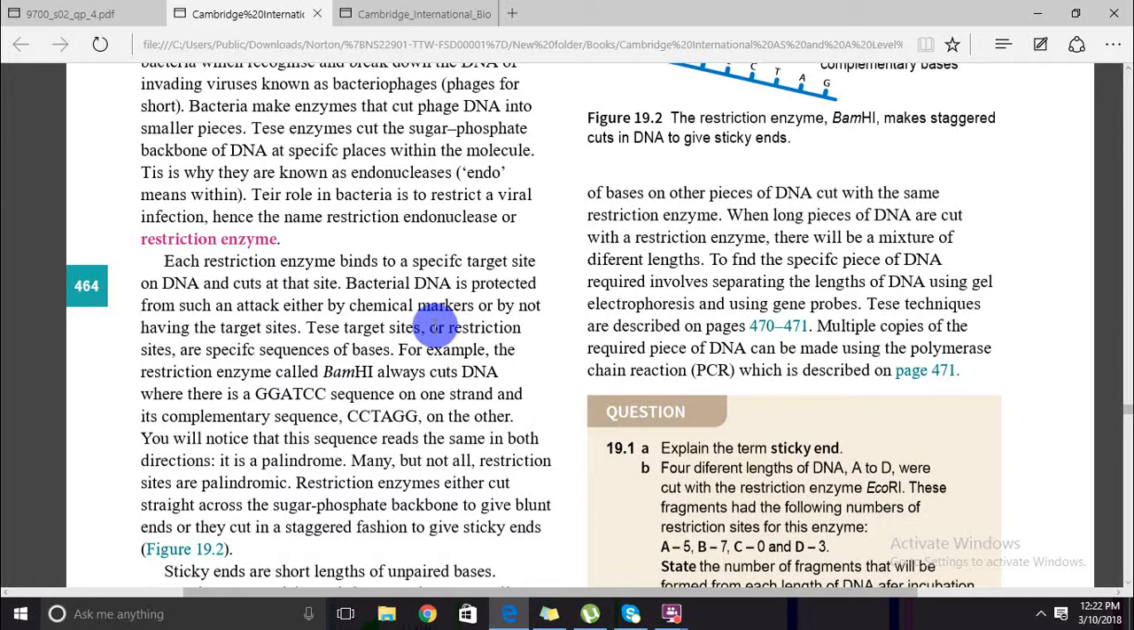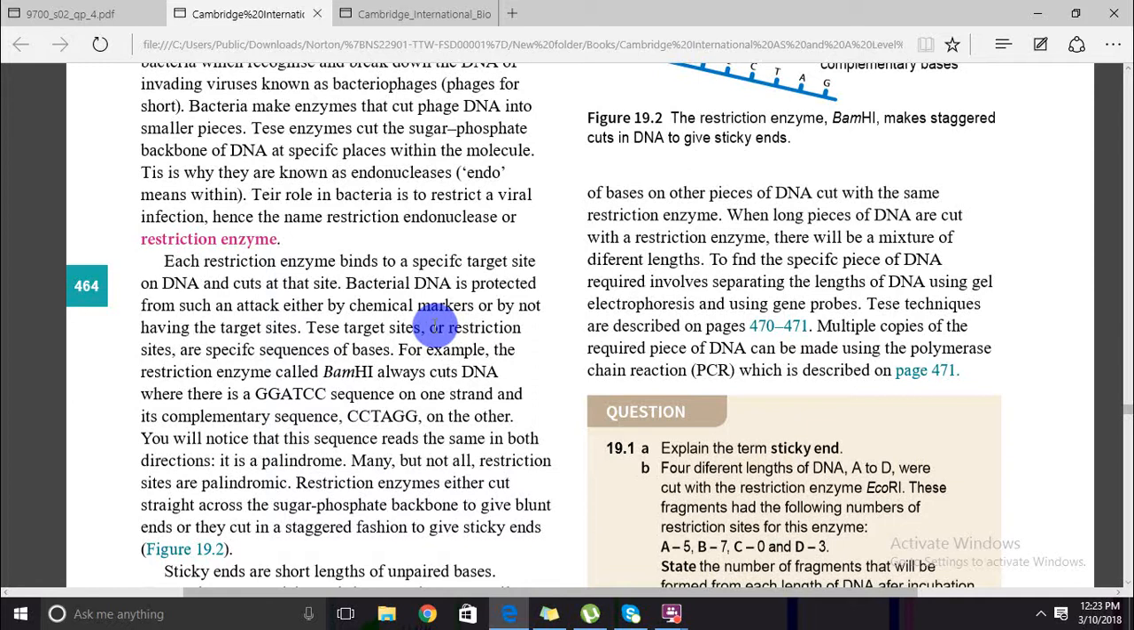And these target sites are actually also called restriction sites because this is a more specific term. You might want to use that when they ask you a question, because then you wouldn't have to specify what the target site means if you use restriction sites. And they are specific sequences of bases.